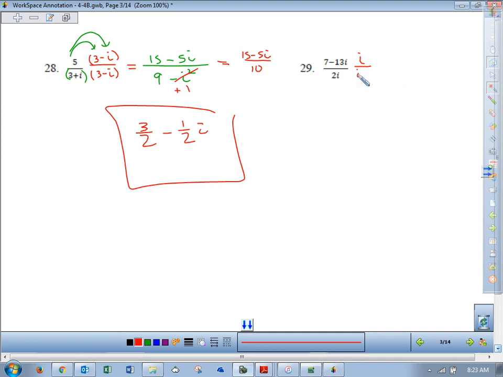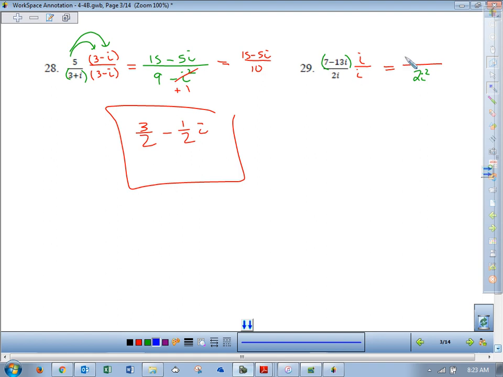Taking it times i will solve our situation, because when you do your denominator, you got 2i times i, which is 2i squared. We like i squared because that's a real number. It's negative 1. Upstairs, you have to group that, so you distribute the i.